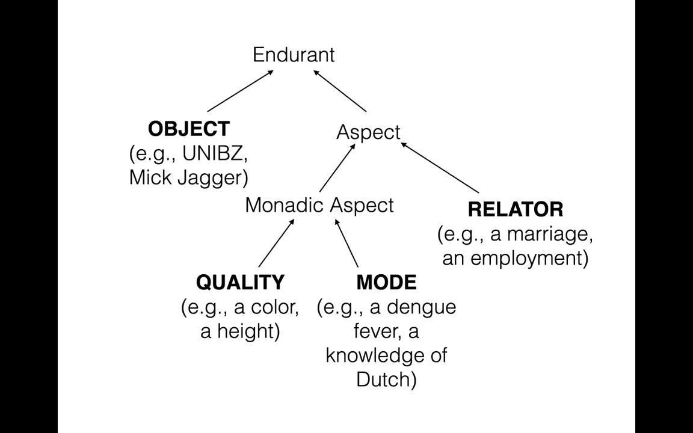Okay, so endurants are either objects or aspects. Aspects can be intrinsic, monadic, or relational. And because these objects are existentially dependent on a multitude of things, they bind these things. As we'll see, they will play a role in explaining relations. For example, it's true to say that John is married to Mary because there is a marriage that binds them.